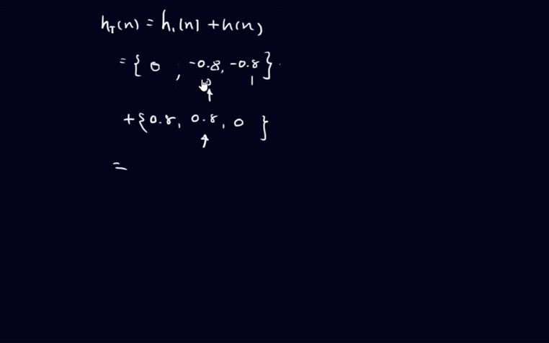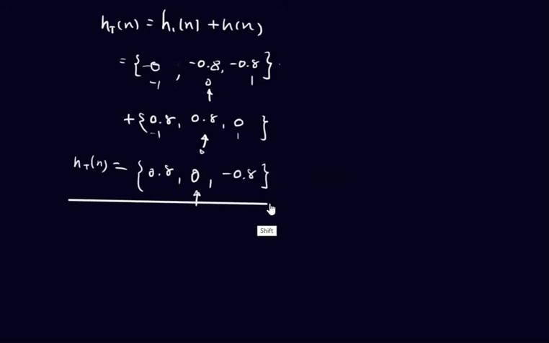We will add the 0 value present at the location of 0, we will add the location minus 1, and we will add the location at 1. So at the location of minus 1, we have two magnitudes, 0 and 0.8, so the resultant will be 0 plus 0.8, that is 0.8. Minus 0.8 plus 0.8 will be 0, and minus 0.8 plus 0 will again be minus 0.8. So the resultant is our total impulse response of question number 3. This is our answer, that is hT of n: 0.8, 0, minus 0.8.